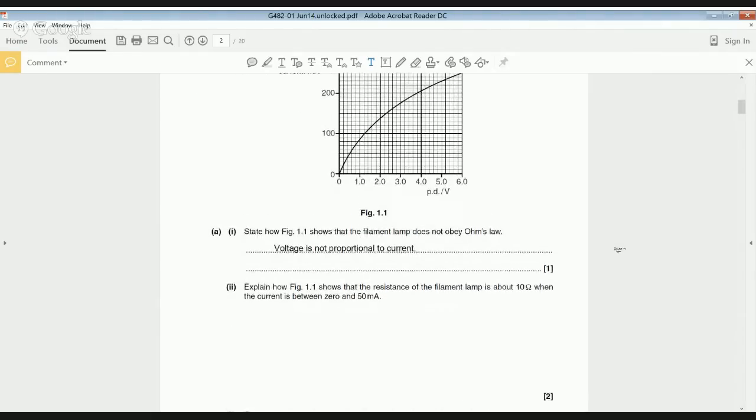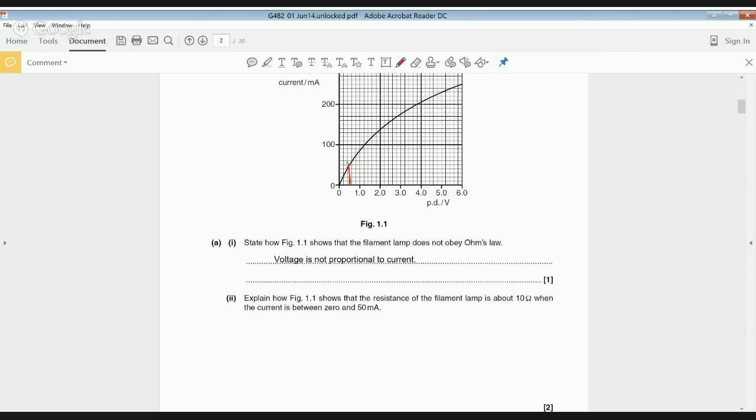Part 2, explain how figure 1.1 shows that the resistance of the filament lamp is about 10 ohms when the current is between 0 and 50 milliamps. Well, if we look at this first section of the graph, up to around about there, at this point here, we're at 50 milliamps. And in that section of the graph, you can see it's almost a straight line. So we need to say that here.